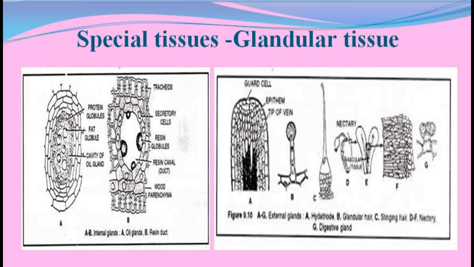Then external glands, as I already told, this is the opening at the vein that is called hydathode, which generally helps in guttation. And this is the glandular hair, which will secrete certain poisonous material. And this is the nectary secreting glands, usually present in the flowers, which will secrete the nectar, hence they will attract the insects for pollination. Then the last one is the digestive glands, which will secrete certain enzymes capable of digesting the insects to get the nitrogen source, present in insectivorous plants.